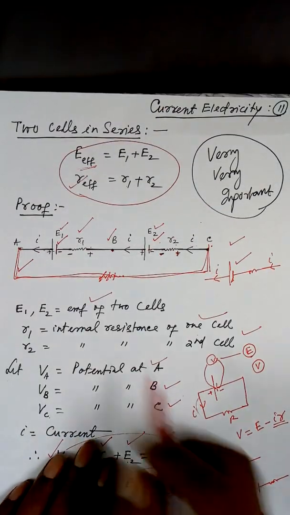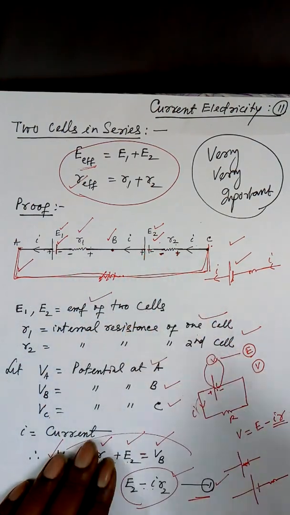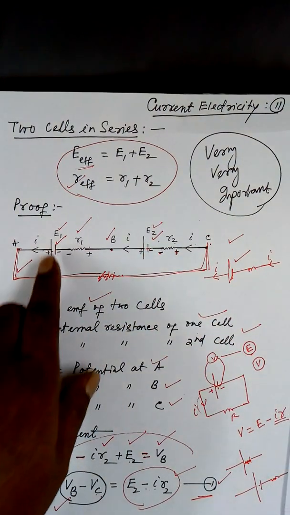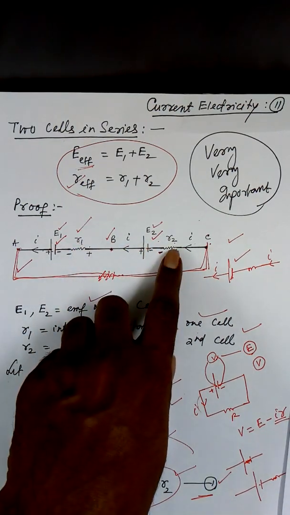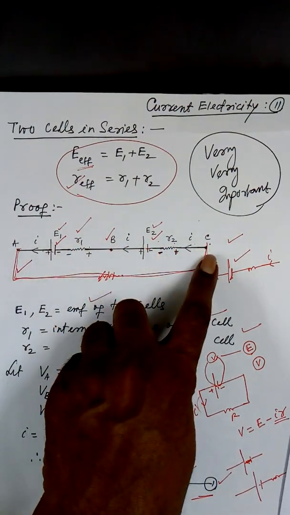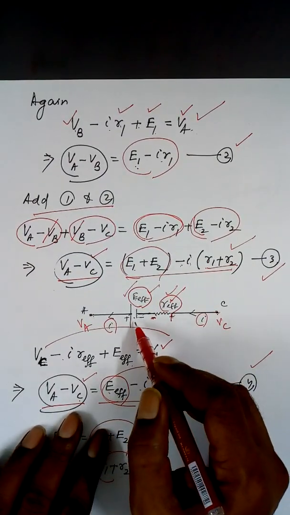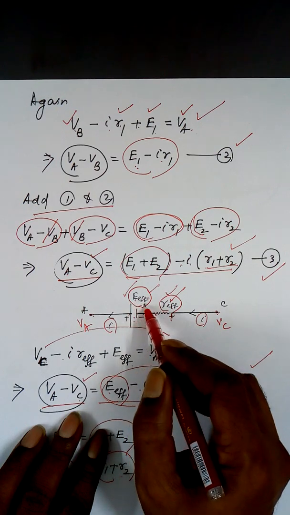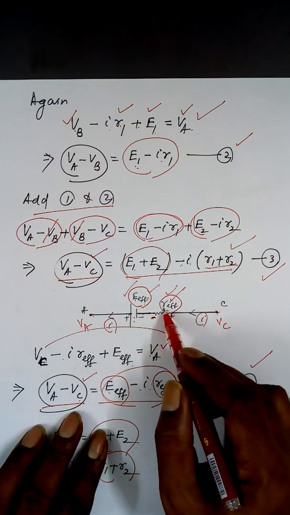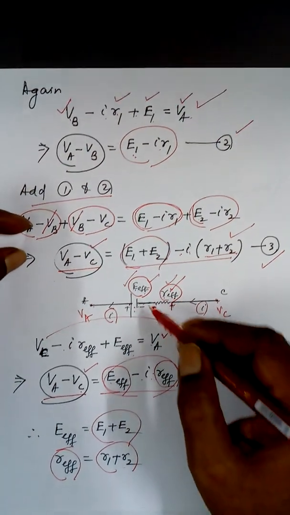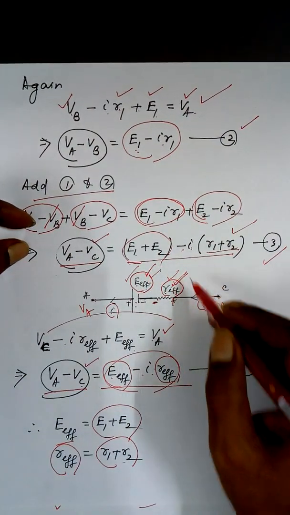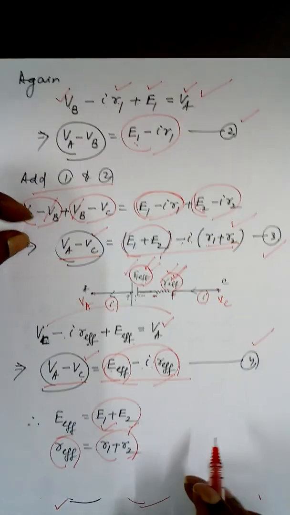So what is the meaning? Instead of taking two cells like this of EMF E1, E2, internal resistance R1, R2 between points A and C, you can replace the two by a single cell of E effective as EMF and R effective as effective internal resistance. Then the value of E effective and R effective is given by this.